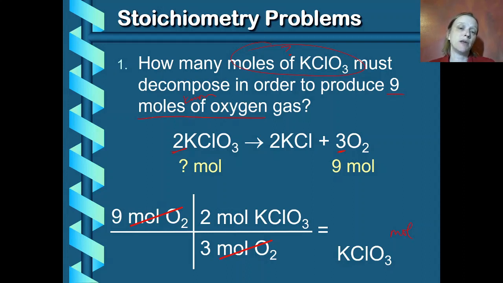The final step is to do the math. So we're going to do 9 times 2 divided by 3, and we'll get 6 moles of potassium chlorate. Here is where you will have benefited if, with our simpler unit conversions, you were consistent about using your units. It's very important to include the substance that you're measuring so that you can keep track of whether you're talking about moles of oxygen or moles of potassium chlorate.